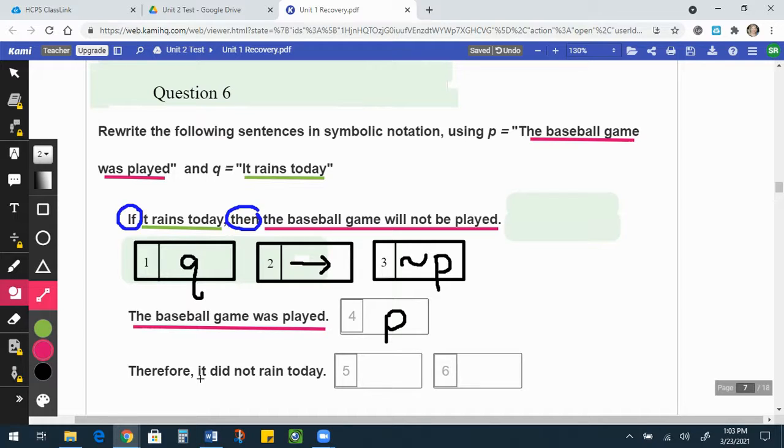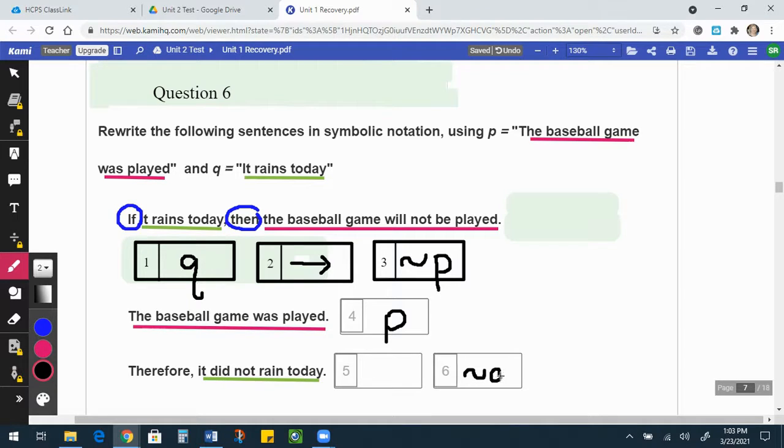Let's go ahead and take care of it did not rain today. Did that match up with the original P or the original Q? All right, let's see. Rains today, did not rain today. That would be negated Q. And the symbol for therefore would be the 3 dots.